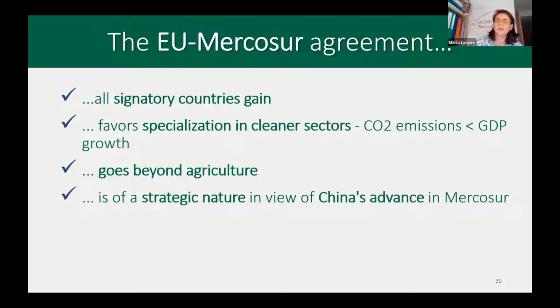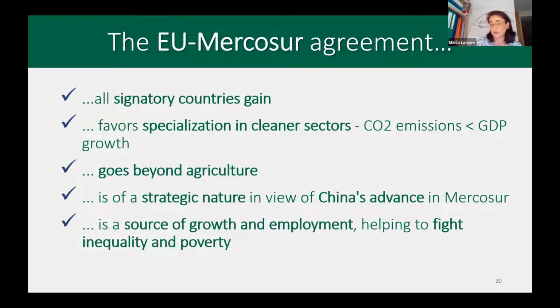Of course, I haven't talked much about it, but it's of a strategic nature. And now that we see this conflict, it can be even more important. It is a source of growth and employment, helping to fight inequality and poverty.